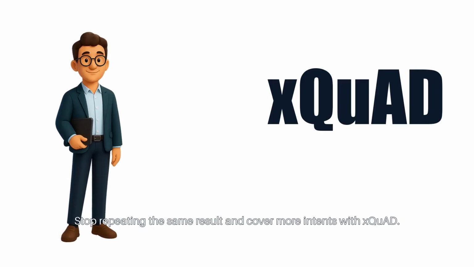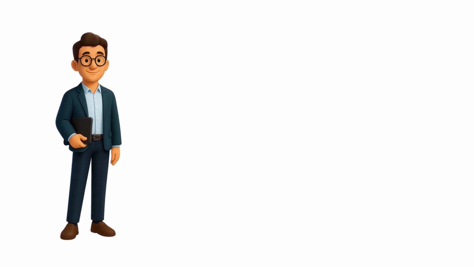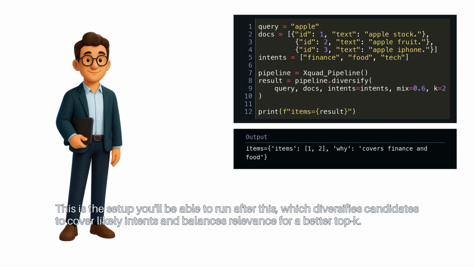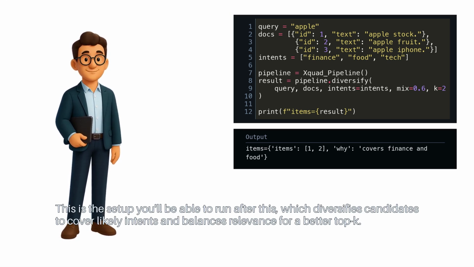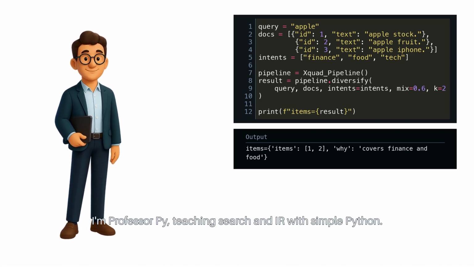Stop repeating the same result and cover more intents with xQuAD. This is the setup you'll be able to run after this, which diversifies candidates to cover likely intents and balances relevance for a better top K. I'm Professor Pi, teaching search and IR with simple Python.